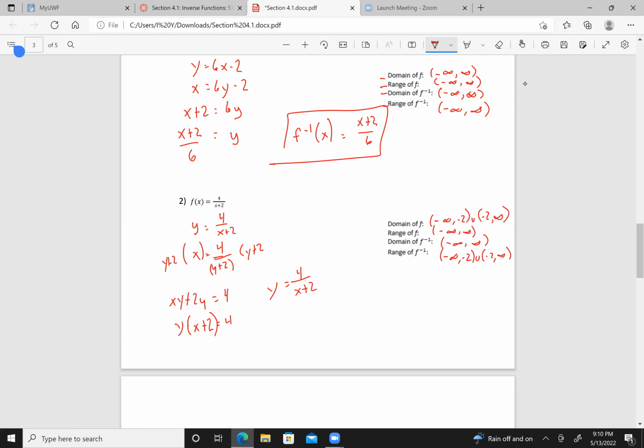Let's look. Okay, y equals 4 over x plus 2. Change the x with the y, we're good. Multiply by y plus 2. We're good, we get 4. This breaks down to y times x plus 2. Okay, so that is correct. So f inverse of x is equal to 4 over x plus 2. You don't see that very often.